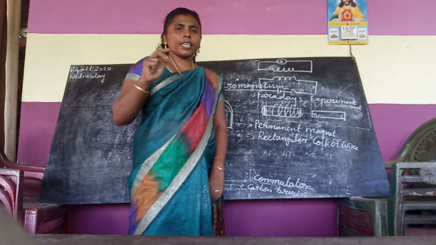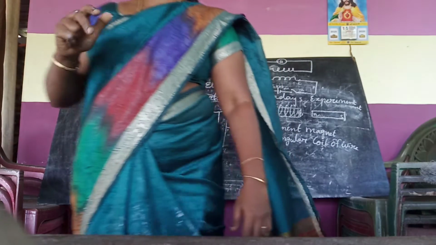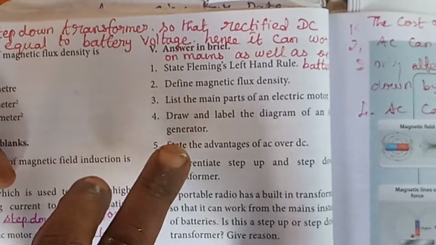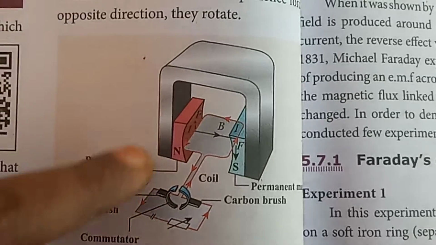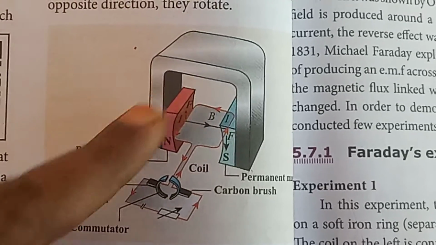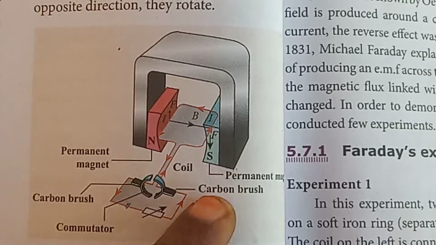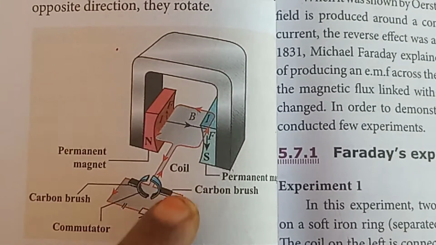So take your book, students. We can mark the questions. Roman letter 5, question number 3. List the main parts of the electric motor. Page number 58, your diagram is given. Just draw the diagram and mark the parts. Parts are also given. You just have to mark the parts.